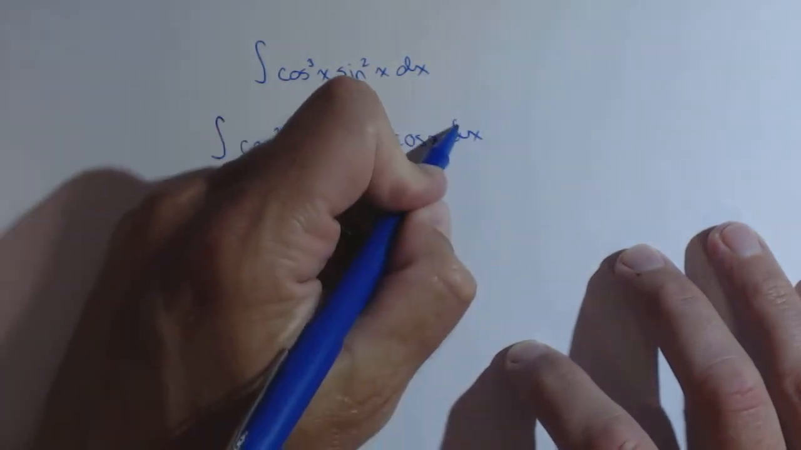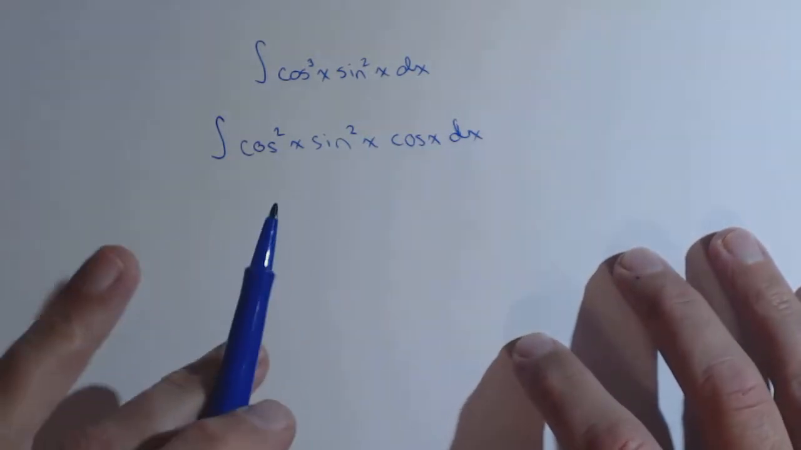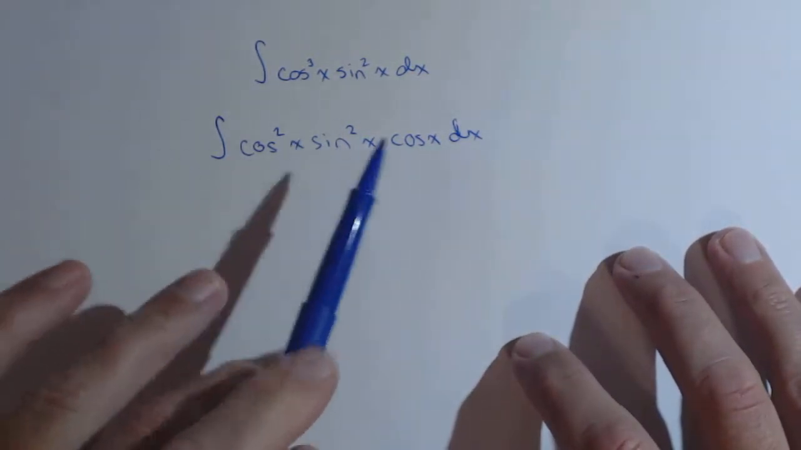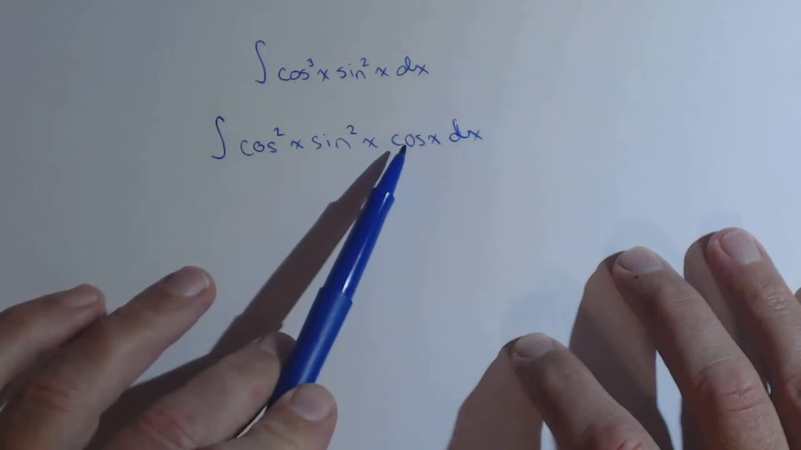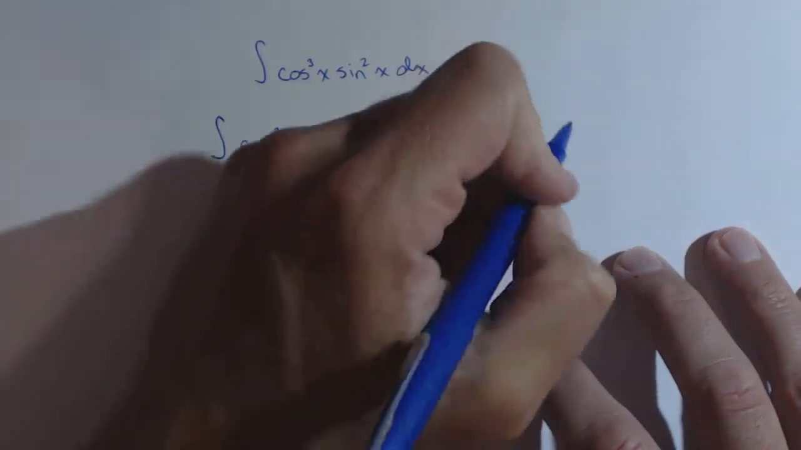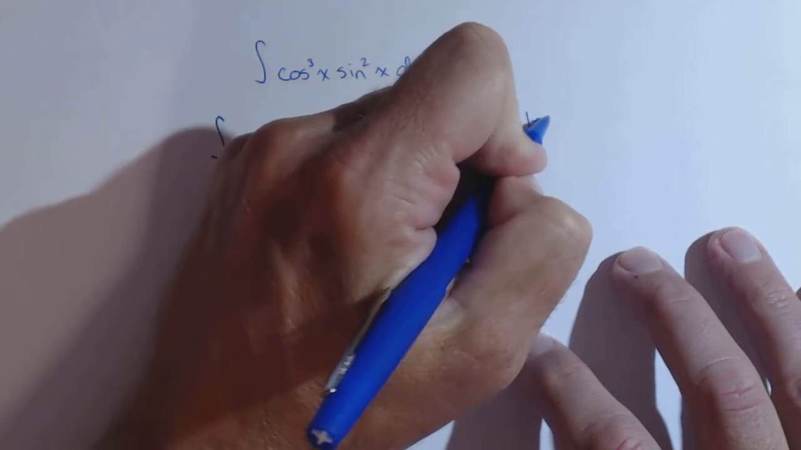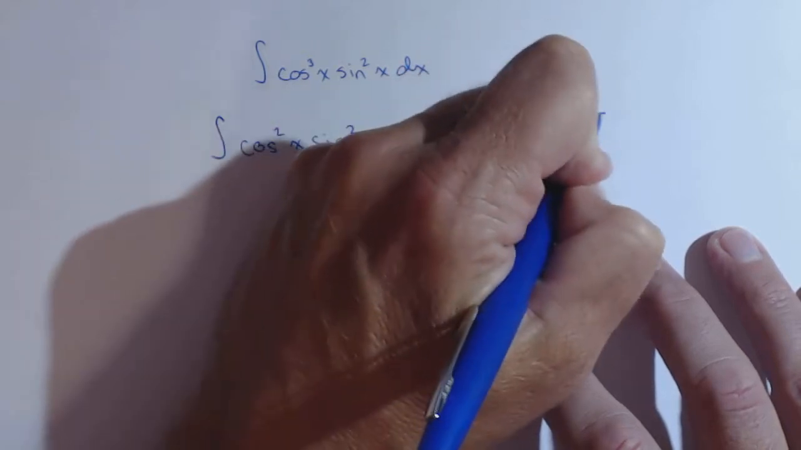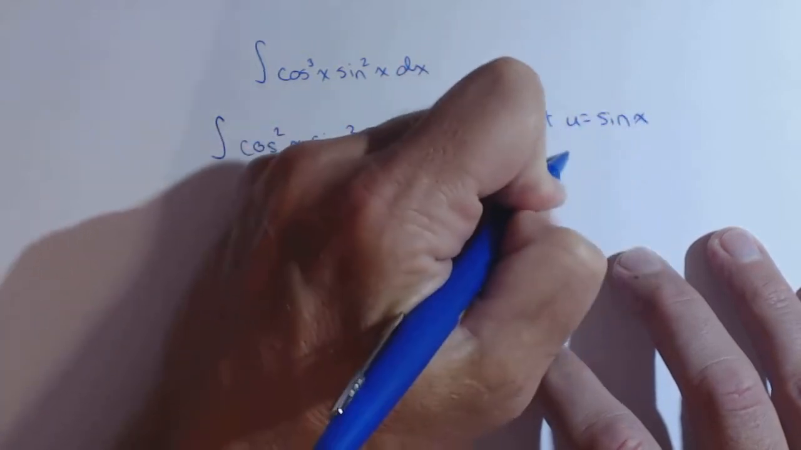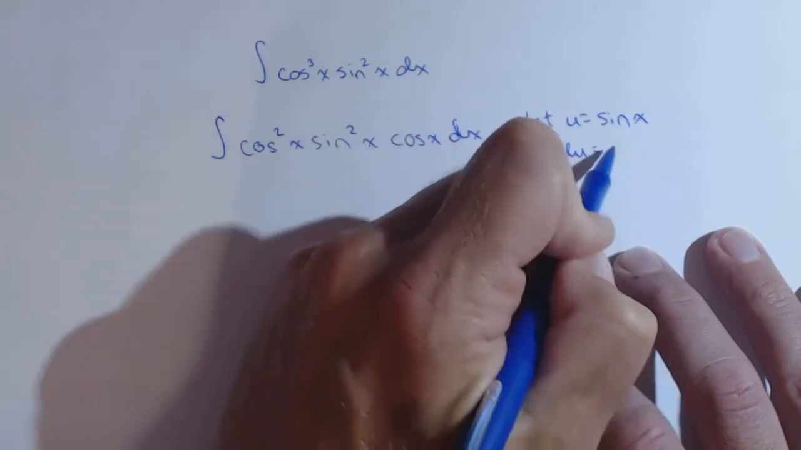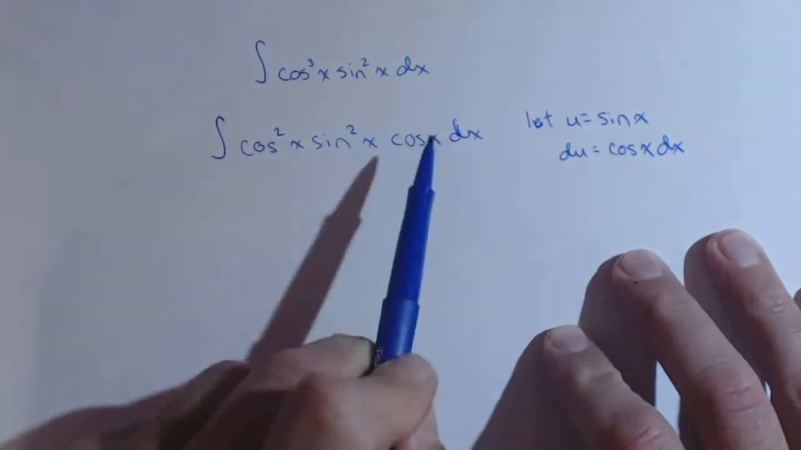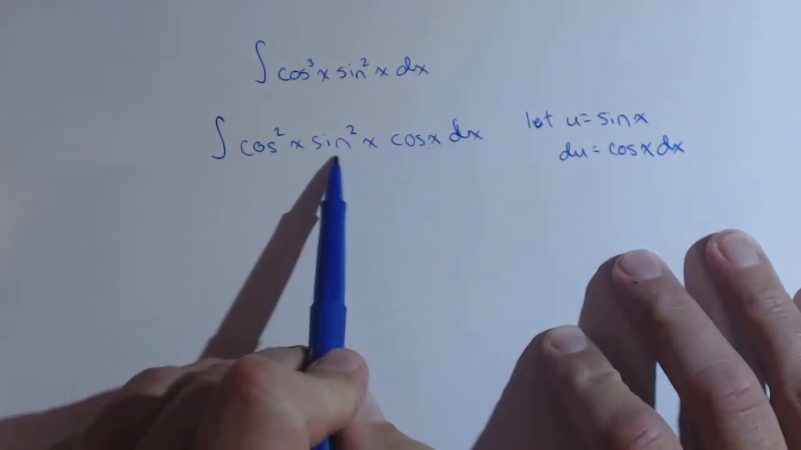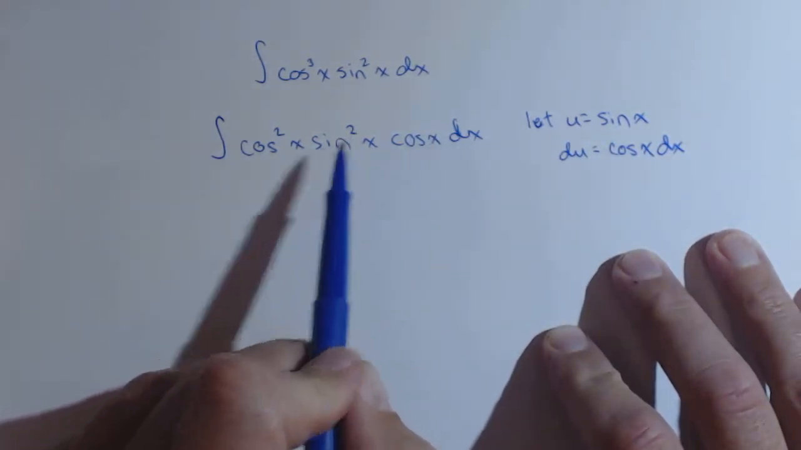Now, initially this may not look like much of an improvement, but let's see where we're going to go with this. Now, I know that the derivative of sine is cosine. So I could possibly, at this point, let u equal sine x, and then du is cosine x dx. That would take care of this piece here, and that would become a u squared.